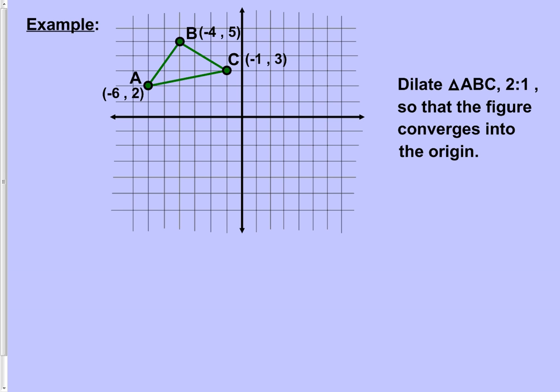Now, it says that it converges into the origin. What that simply means is all of the corner points are simply moving in a direct line towards the origin.